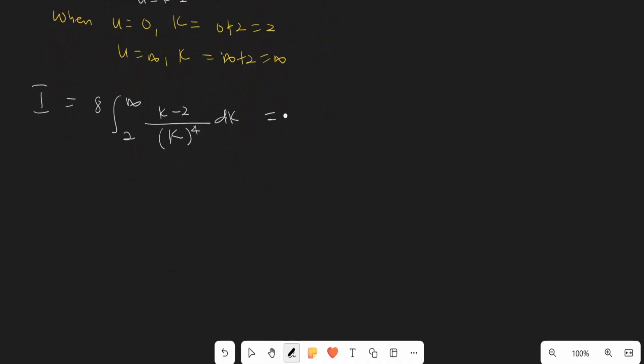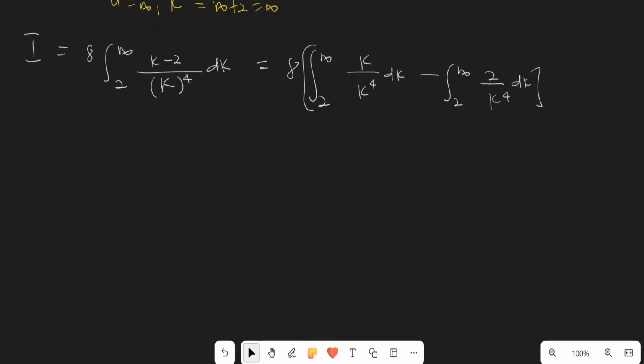So that is going to be 8 times the integral from 2 to infinity. And this one can be split now into k over k raised to the power 4 dk minus the integral from 2 to infinity of 2 over k raised to the power 4 dk, like that. So I is going to be 8, the integral from 2 to infinity of k raised to the power negative 3, that is this one, dk, minus the integral from 2 to infinity, 2 is a constant, can come out here, and that would be k raised to the power negative 4 dk.